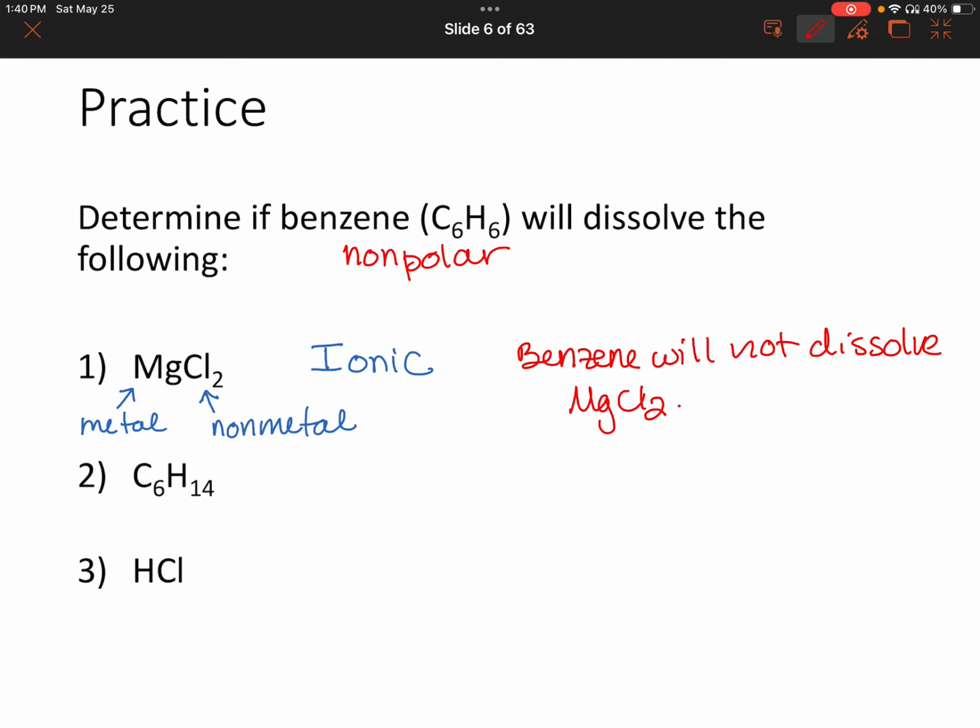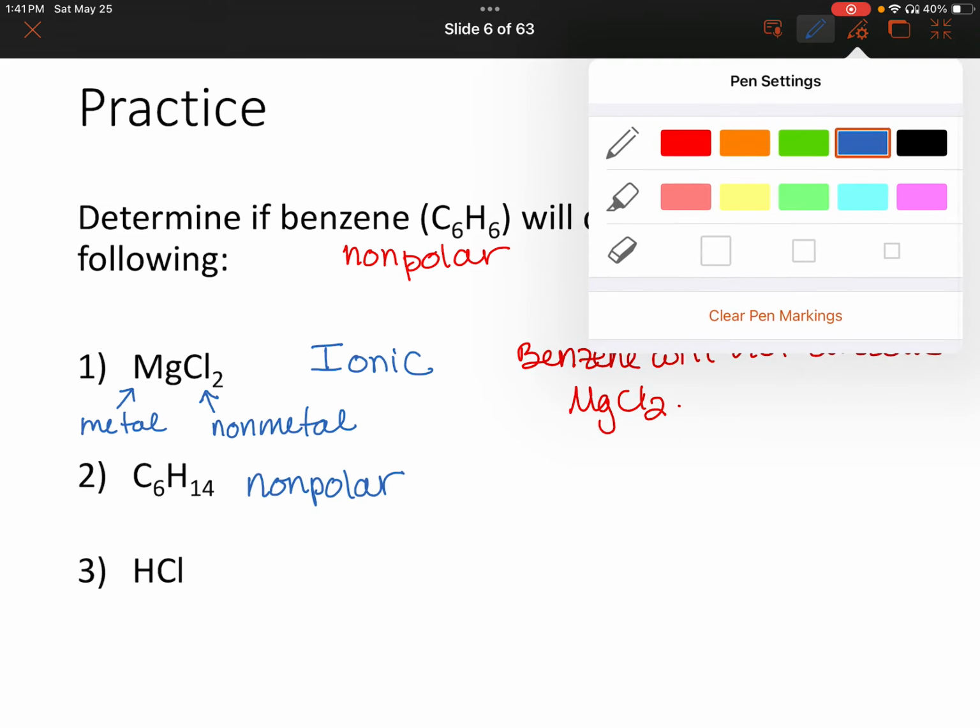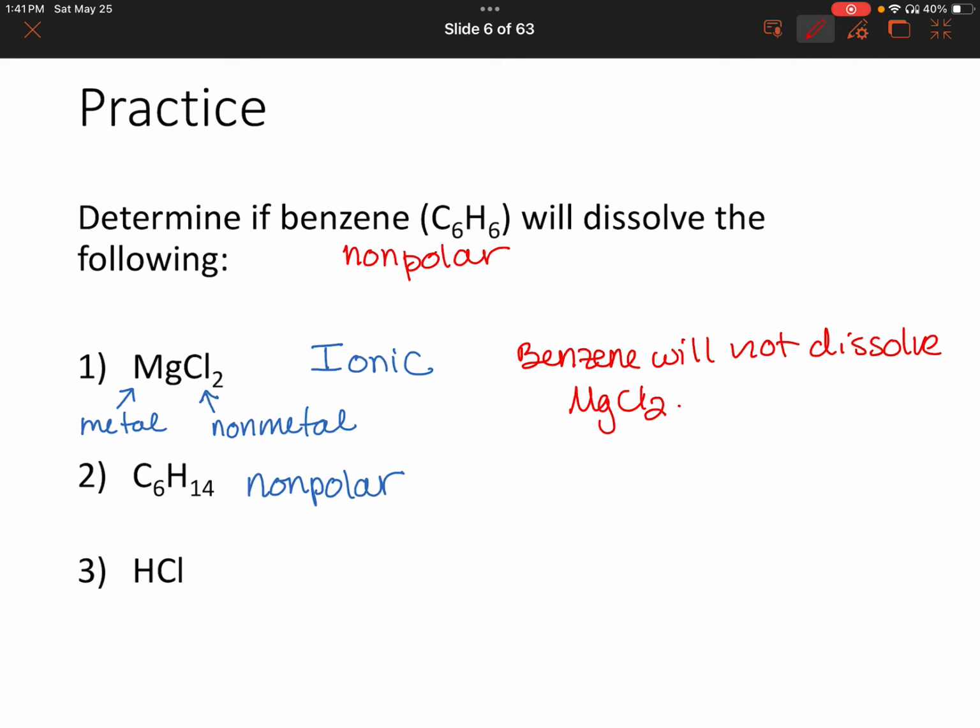What about number 2? Do we think that this will be polar or nonpolar? So again, this looks kind of similar to benzene. It only has carbons and hydrogens. So this is going to be nonpolar as well. So will benzene dissolve C6H14? Yes.